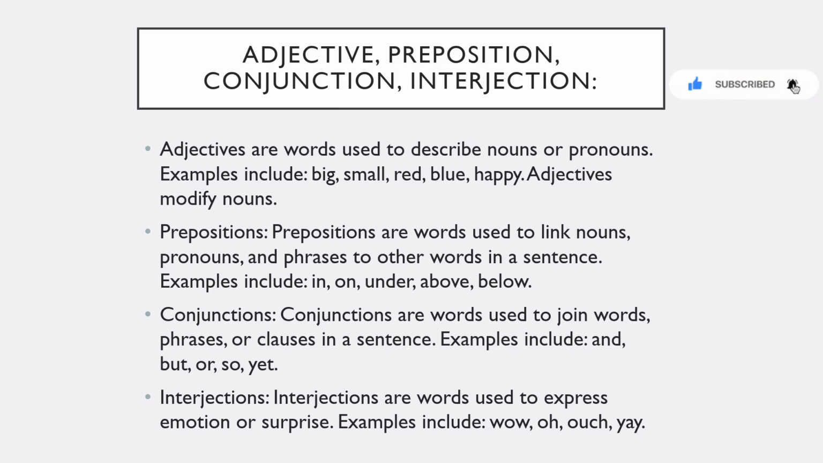So these are the most important parts of speech. It is one of the parts of speech and it is quite important because a lot of people misunderstand or are not able to put the proper prepositions in the sentences. So prepositions are words used to link a noun, pronoun, and phrases to other words in a sentence. For example, in, on, to, under, above, below, beneath, over, and words like this.